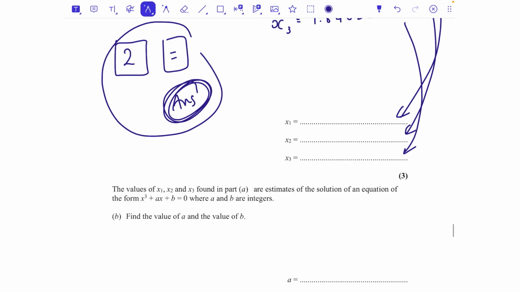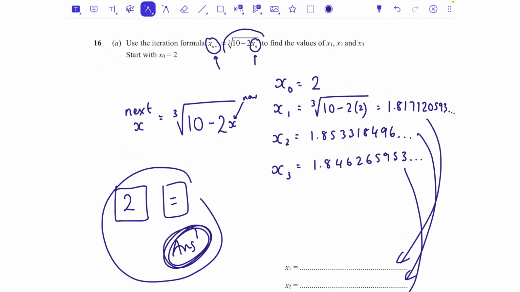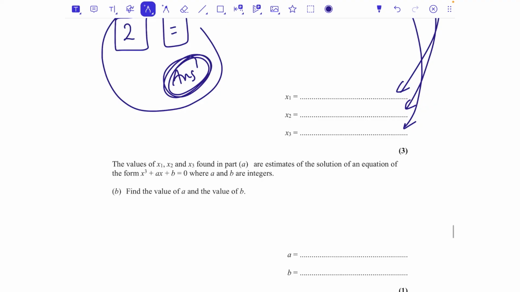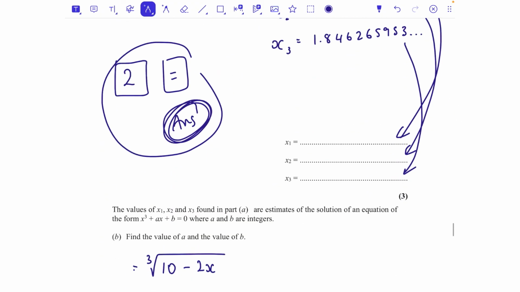The values of x1, x2 and x3 found in part A are estimates of the solution of an equation of the form x cubed add ax add b equals 0, where a and b are integers. Find the value of a and the value of b. So yes, we need to work with this. This is a cubic that has been rearranged, is what they're saying. So we've got the cube root of 10 take away 2x equals x.